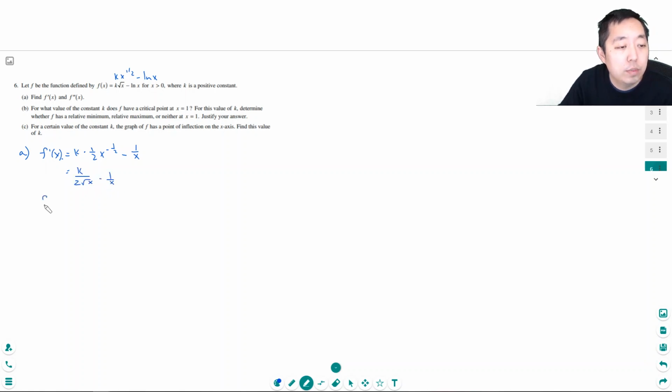So that's f prime. Now f double prime of x. Using this one again, it's k times 1 half times negative 1 half, x to the negative 3 halves, minus, this is x to the negative 1, so that's negative 1, x to the negative 2. This is negative 1 fourth, k over x to the 3 halves, minus a negative, that's plus 1 over x squared. Okay, so that's the first and second derivative.